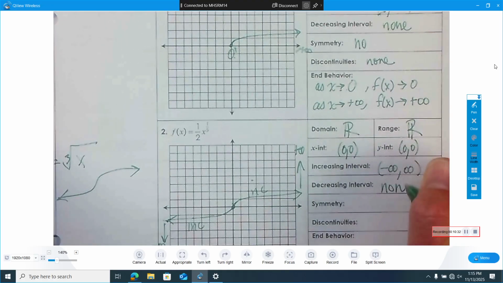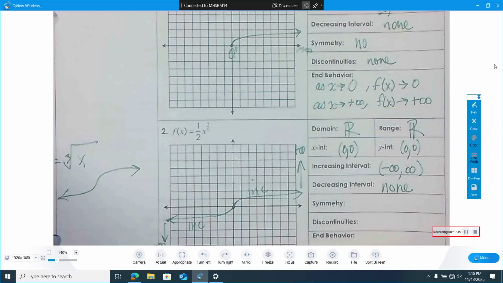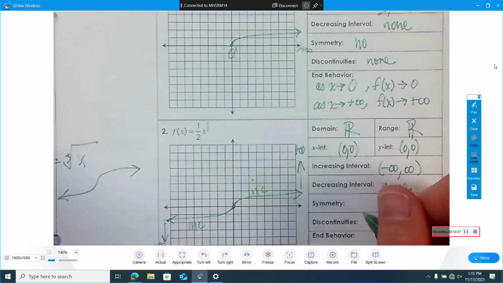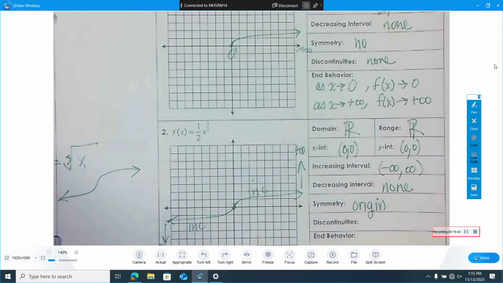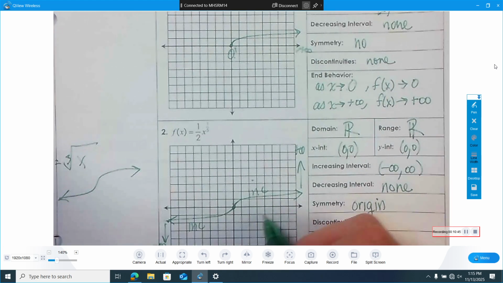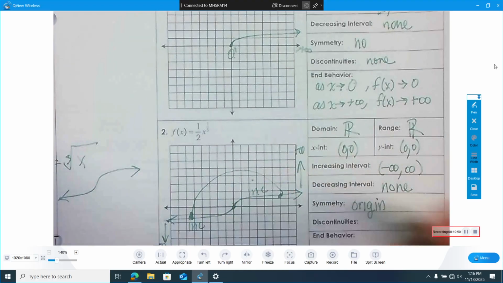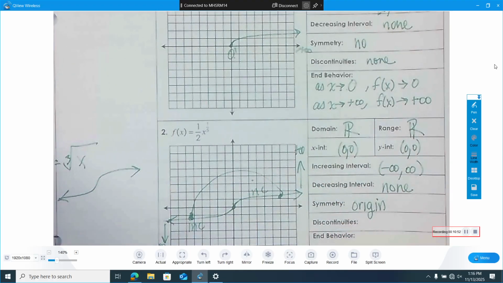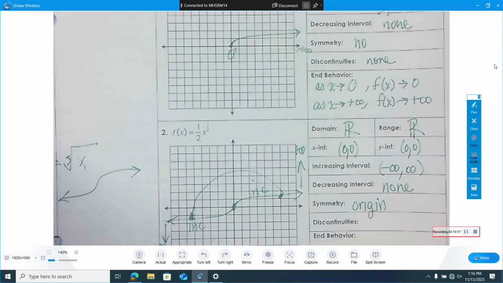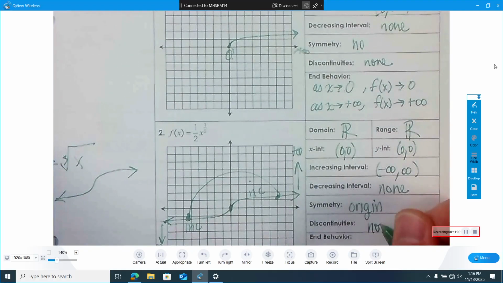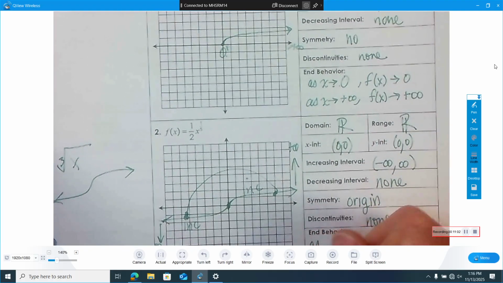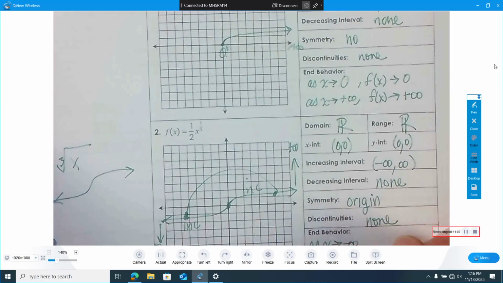None. Symmetry. Origin, yeah, it is. Origin symmetry. What that means is if we found a point like right here, it spins around the origin and just becomes exactly opposite. All right, any discontinuities? No. None. End behavior. As x approaches negative infinity and as x approaches positive infinity.